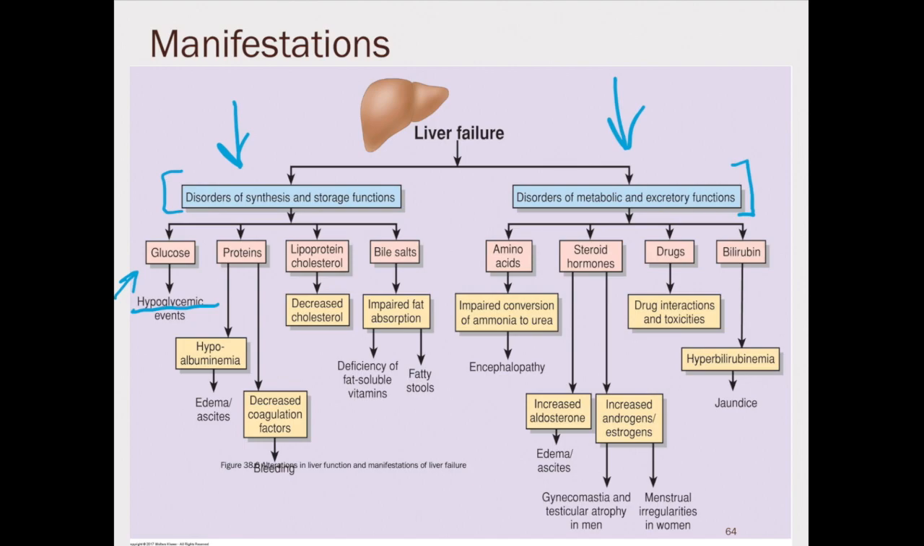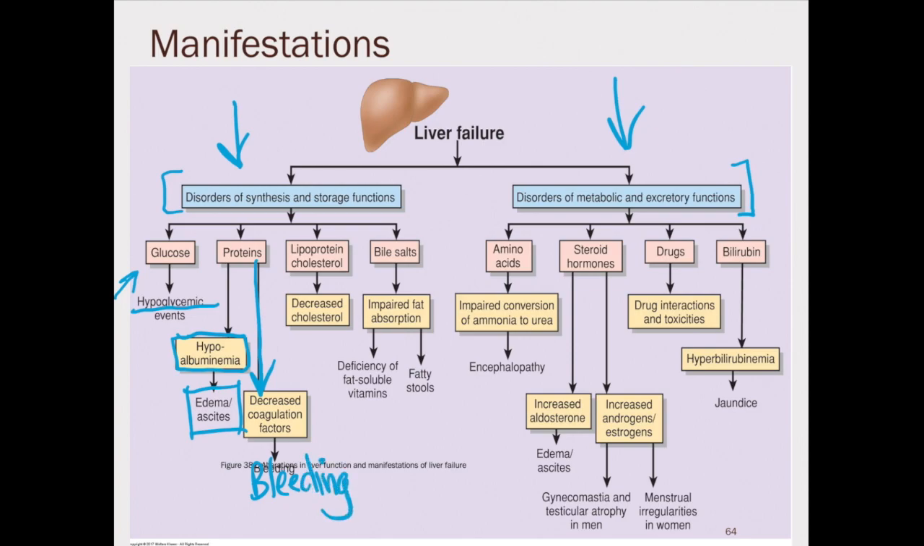The liver is also responsible for synthesizing larger proteins like albumin and coagulation factors. When the liver is failing, that is not happening. So it's not creating that albumin, and you end up with hypoalbuminemia. And as a result of the hypoalbuminemia, or at least in part as a result, we're going to end up with edema and ascites. Again, because coagulation factors are really just proteins, another manifestation of not being able to synthesize proteins is that we are going to have a decrease in those coagulation factors.